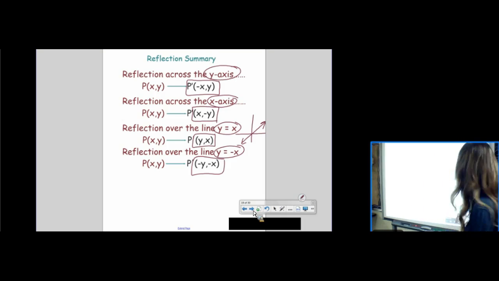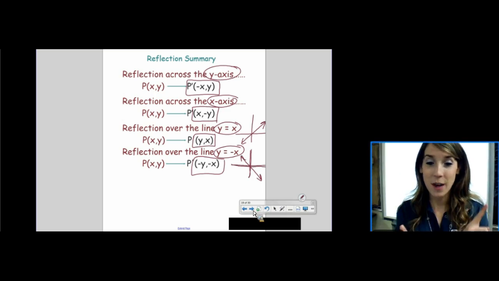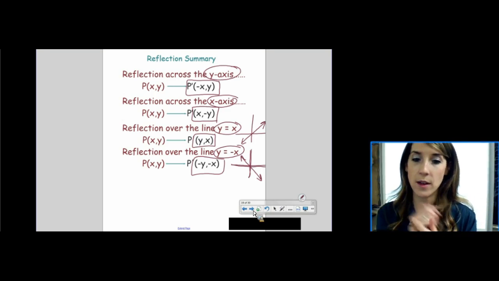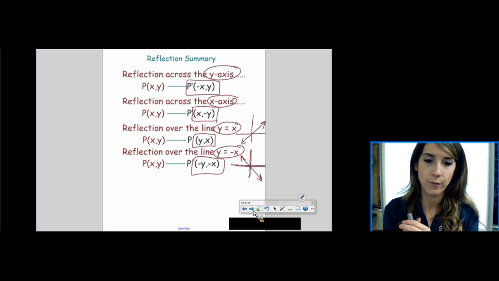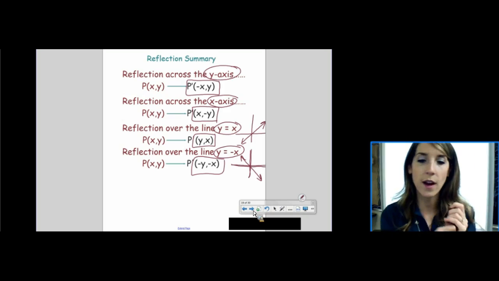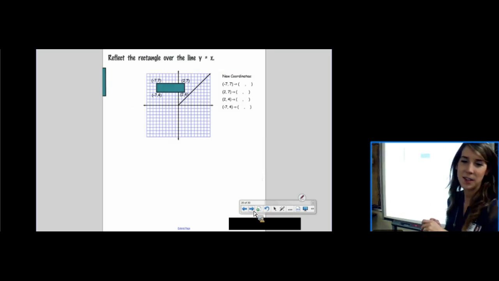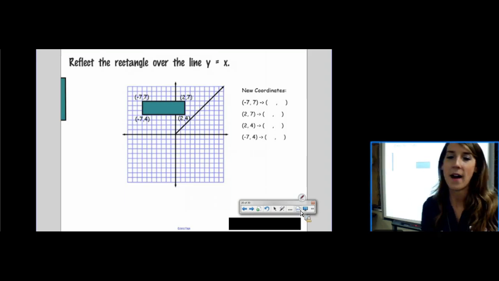And then reflecting over the line y equals negative x, which looks the same, pretend that went through the origin perfectly, you're going to have them trade places and negate both of them. So a lot going on there. Over time, you will need to memorize these, but not like for tomorrow. Will we be reflecting over other lines? Of course we will. Yes. So glad you asked.